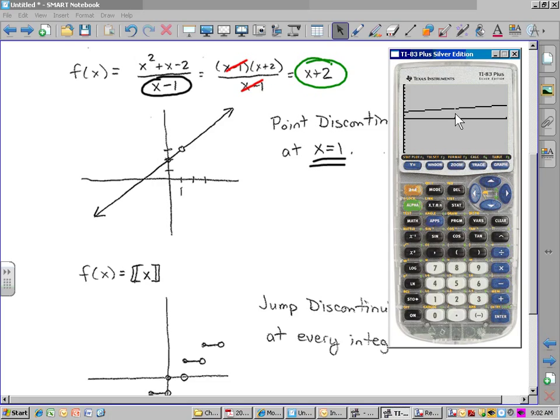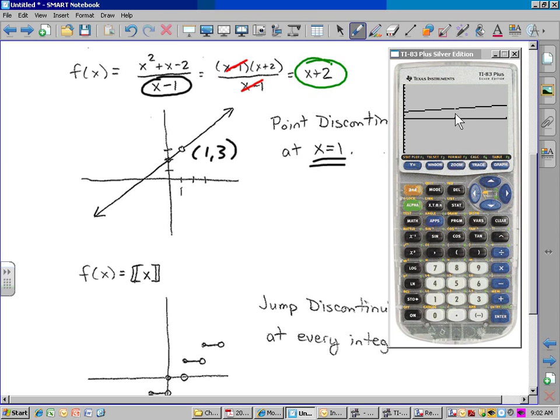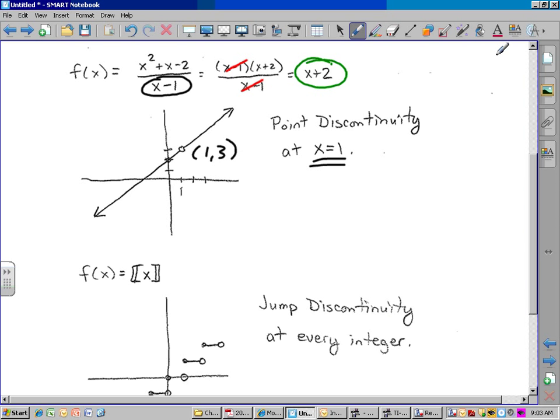at x equals 1. Now, if you want to know where that hole occurs, you plug 1 back into the x plus 2. So 1 plus 2 is 3. So this hole is occurring at 1, 3. That's where the hole is. That's a point discontinuity. So if the restriction cancels out, it's a point, not an infinite.